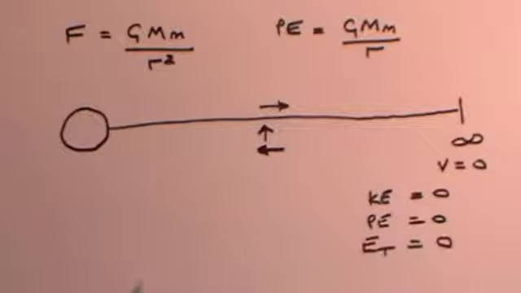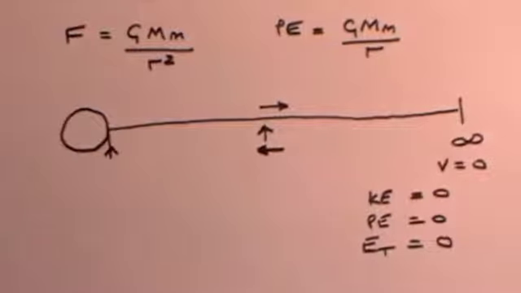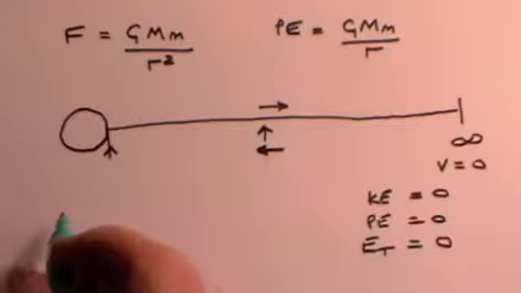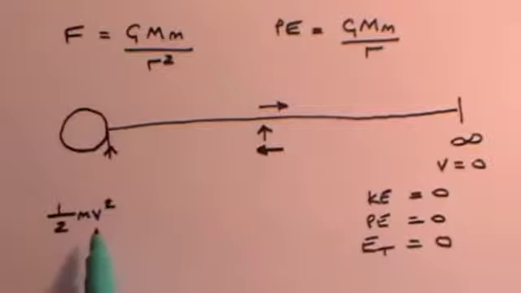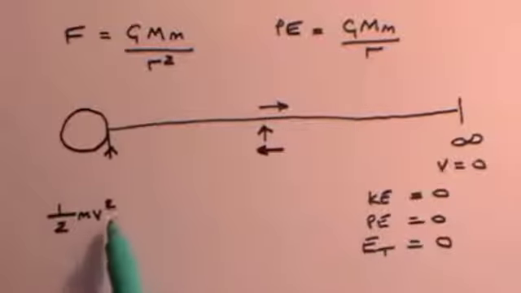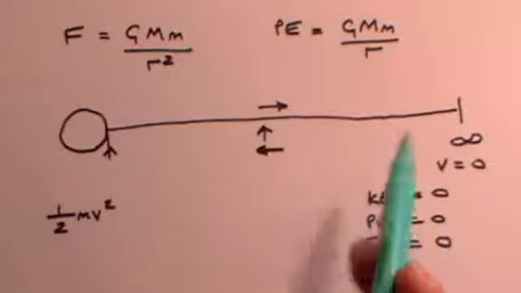So what happened right at the beginning when you first hit the ball? Well, when you first hit the ball, it would have a kinetic energy, which is a half mv squared. And that v is the escape velocity. It's the velocity you need to give it in order for the ball to go all the way to infinity before it stops.